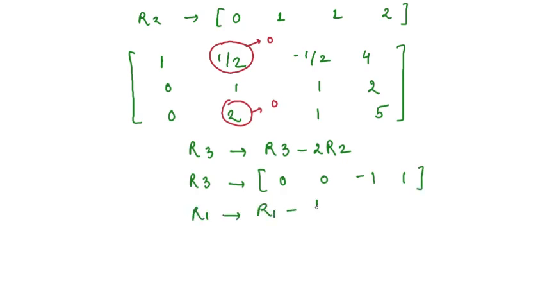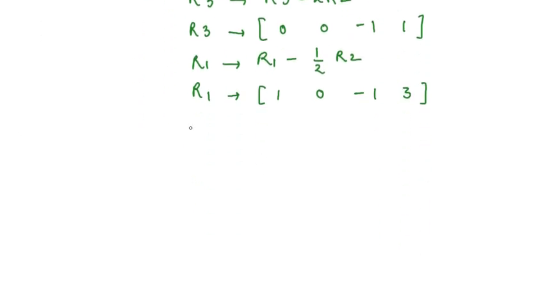Again, to eliminate this half above this pivot, this R1 becomes R1 minus half of R2. And by that, we get this R1 as 1, 0, minus 1 and 3. And the matrix becomes 1, 0, minus 1, 3, 0, 1, 1, 2, 0, 0, minus 1, 1. Now notice the difference. In Gaussian elimination, we stopped here. But in the Gauss-Jordan method, we continue.